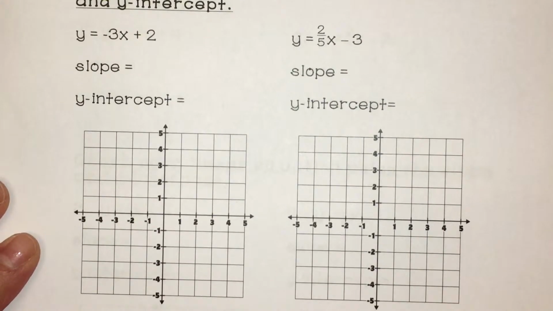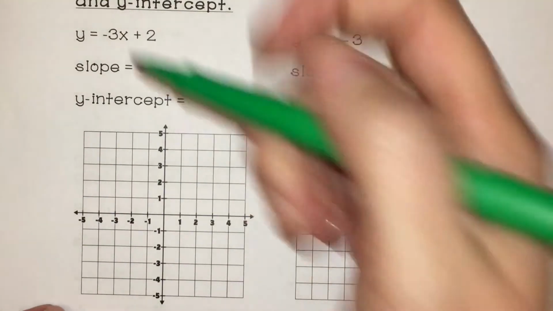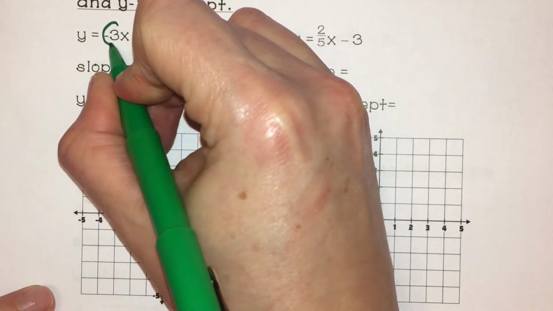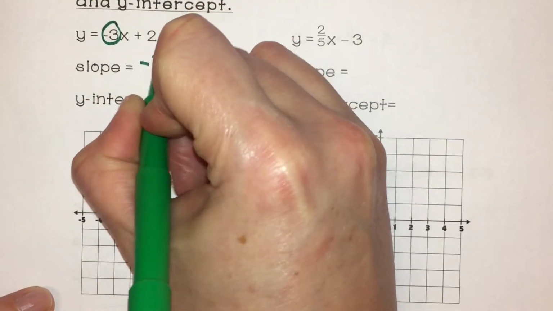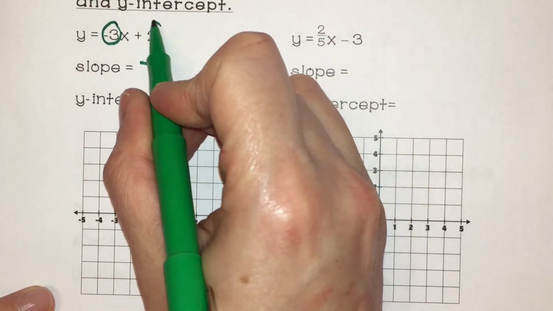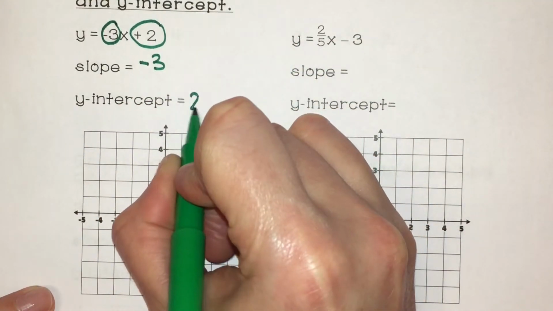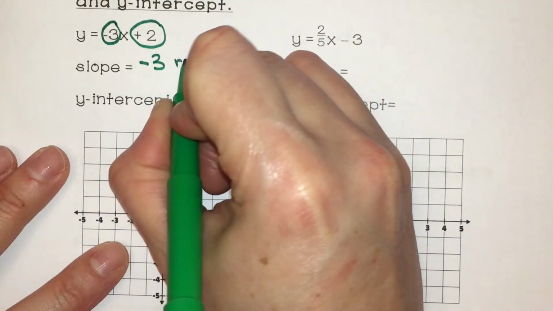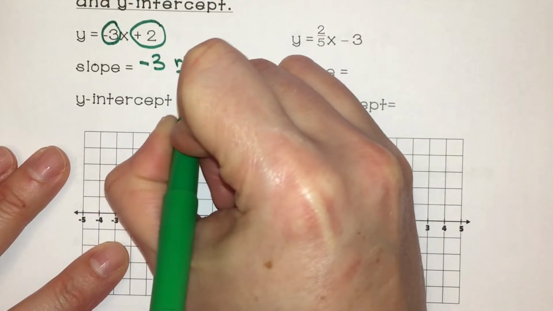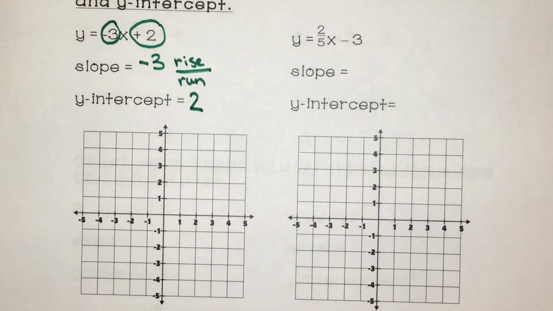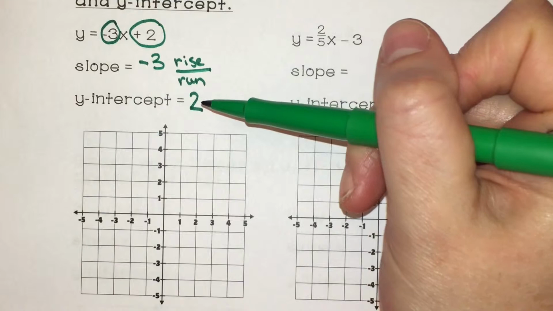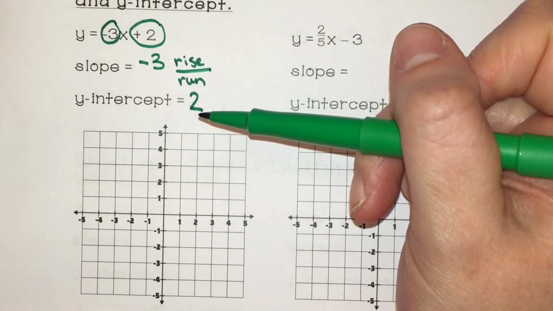Okay, so this first one. The slope is -3 because -3 is what's multiplied by x. So I'm just going to write that down. For the y-intercept, what's added on, we have a +2, so +2 is the y-intercept. Whenever you're graphing and you're dealing with slope, you always want it in rise over run form. Okay, so we have a -3. It's not in fraction form where we can do rise over run, so we have to make that whole number into a fraction.